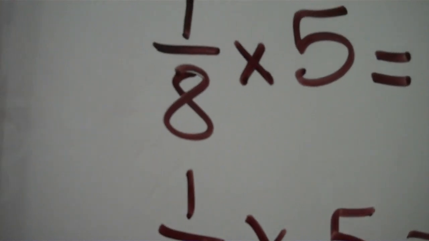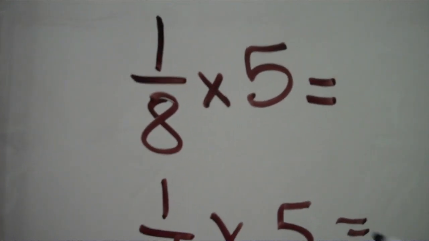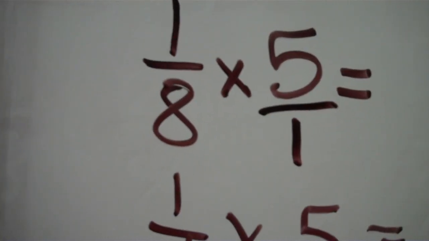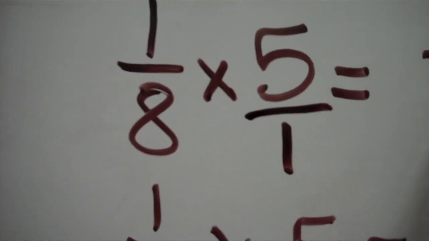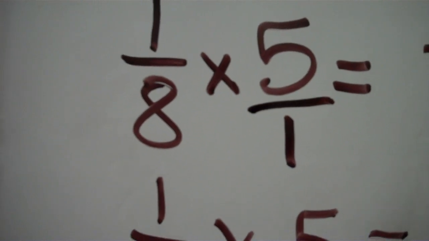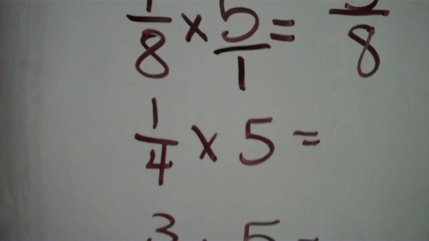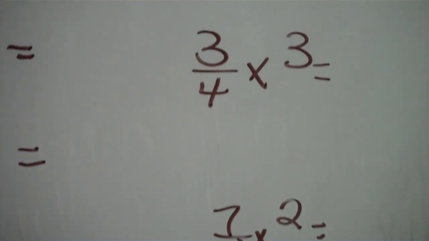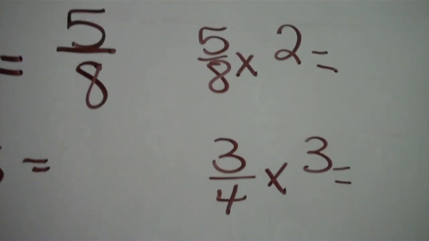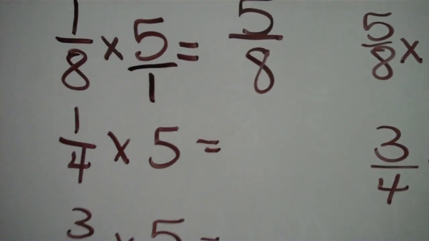So we're being reminded that we can only multiply a fraction by a fraction. I make my 5 a fraction by putting 5 over 1, and 1/8 times 5 over 1 is 5/8. And I'm going to do that for all of these pieces of the line plot so that I can figure out exactly how much I get when I add them together.